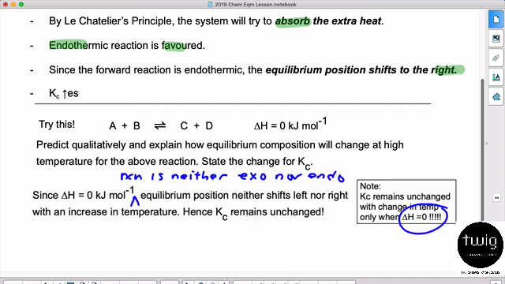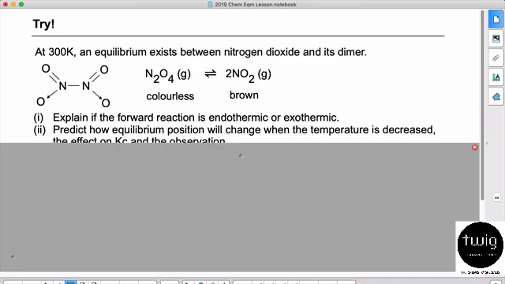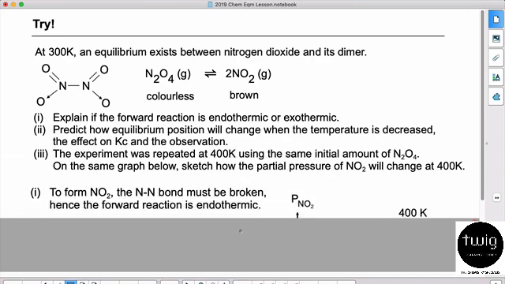The exception. Okay, let's try the next slide. I think most of you can at least tell me Kc remains unchanged and doesn't shift. Let's run through. I think it's not too difficult, just look at the marking points. For the first part, it's good if you can tell me what bond is broken, because I already gave it to you. To form NO2, this bond must be broken. So this is breaking the N-N bond. The N-N bond must be broken, hence the reaction is endothermic.